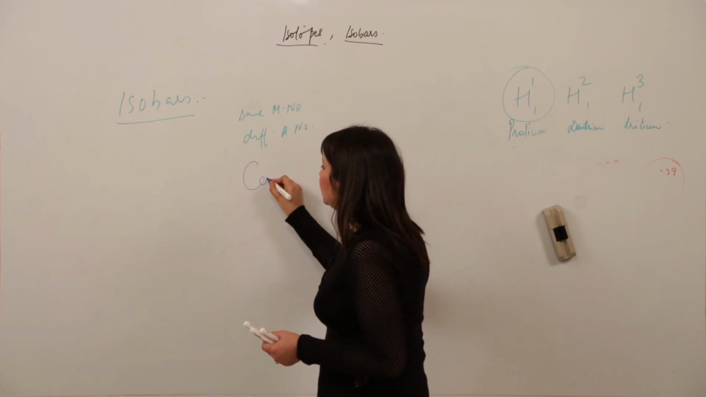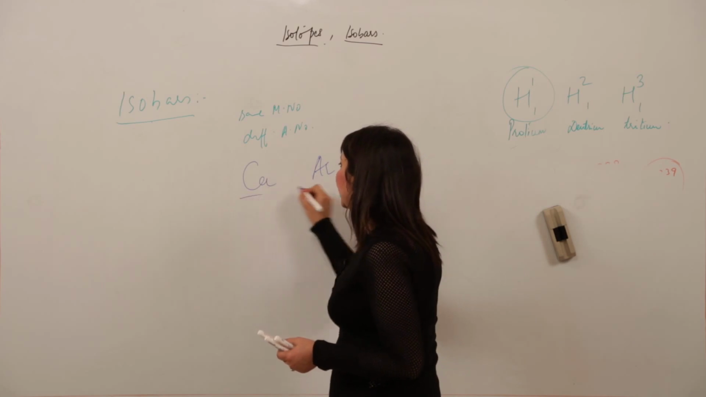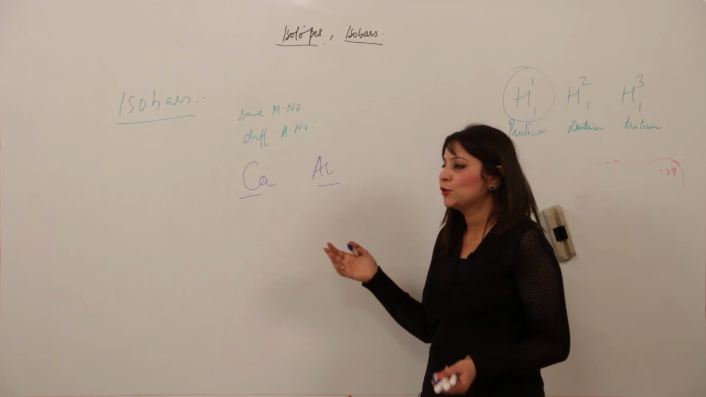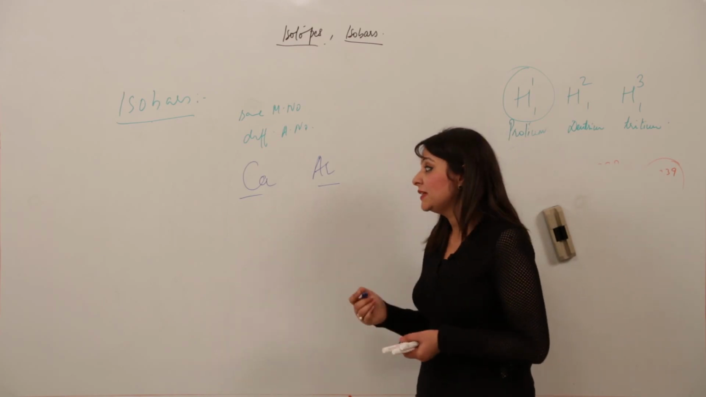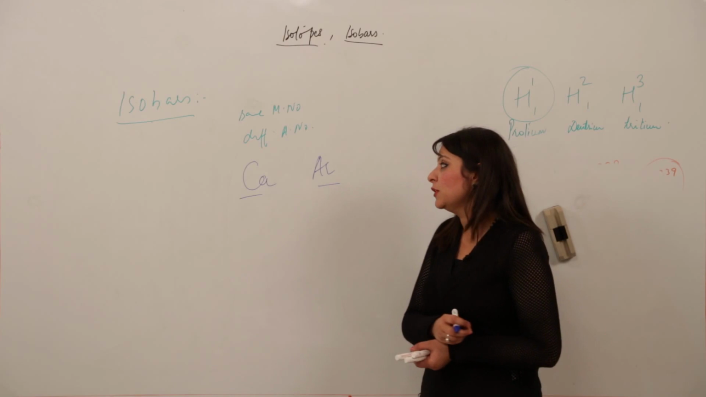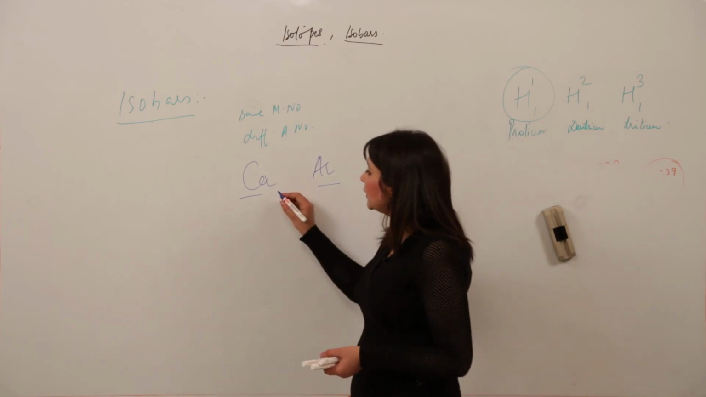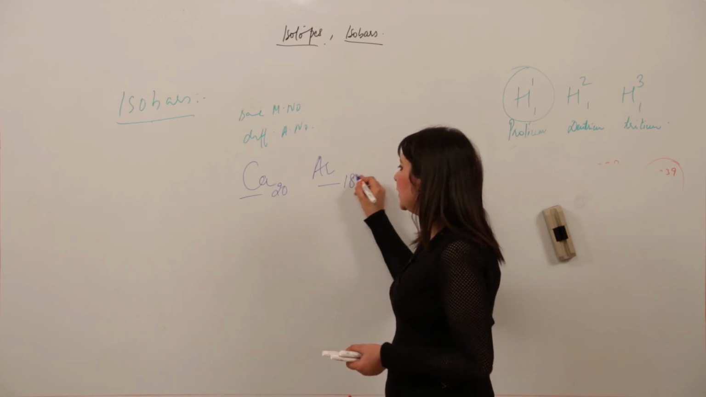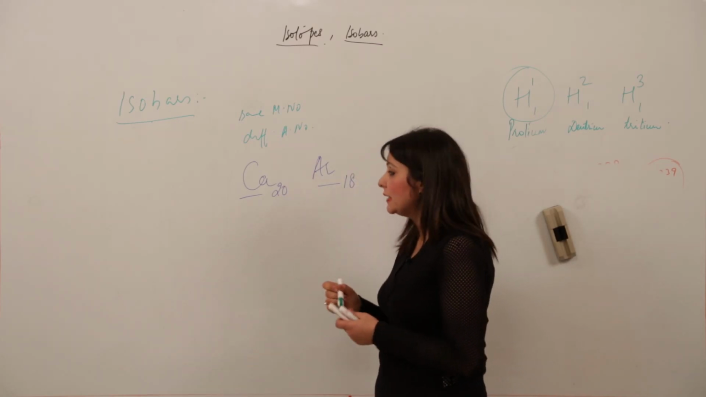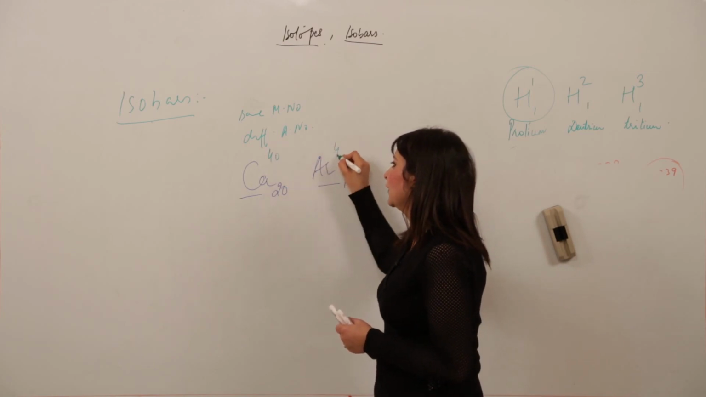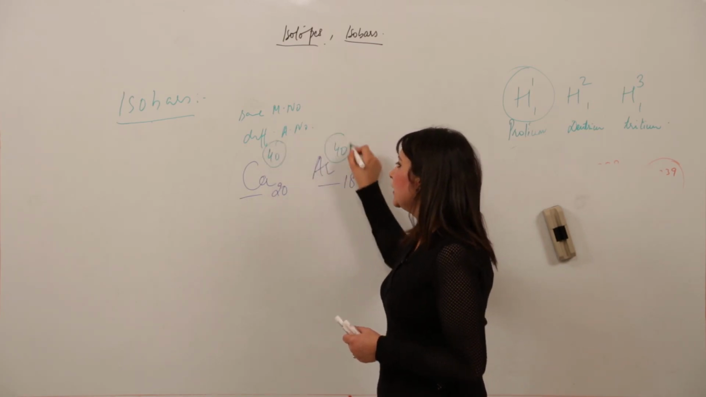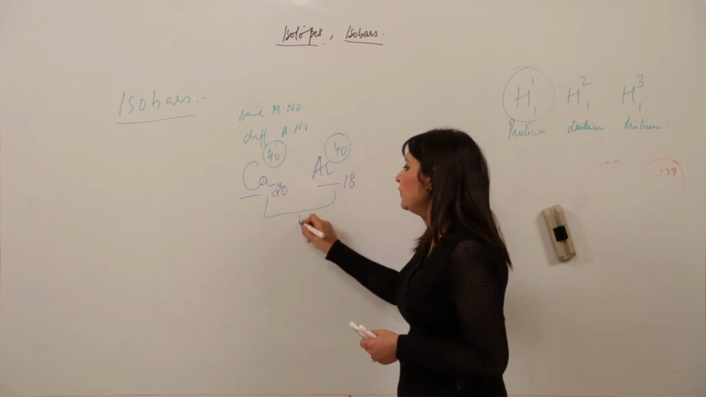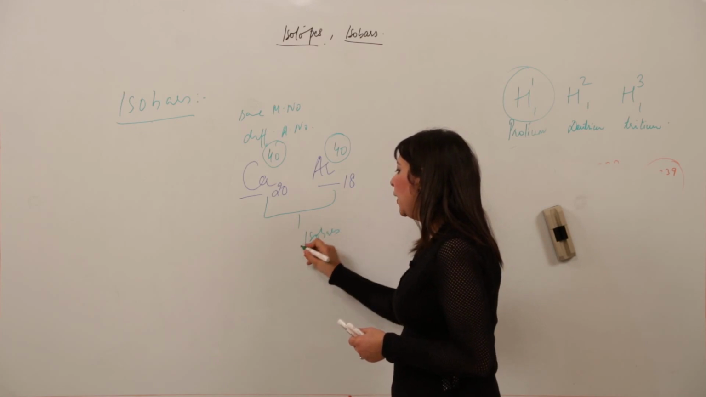We have calcium and argon. By looking at the symbols only, you can say that this is calcium, this is argon. So how can they be similar? But still, the atoms exhibit a certain kind of similarity. What is that? The atomic number for calcium is 20, as you all know, and for argon it is 18. But the mass number is similar. So when atoms of different elements have the same mass number, the relation they have is called isobars.